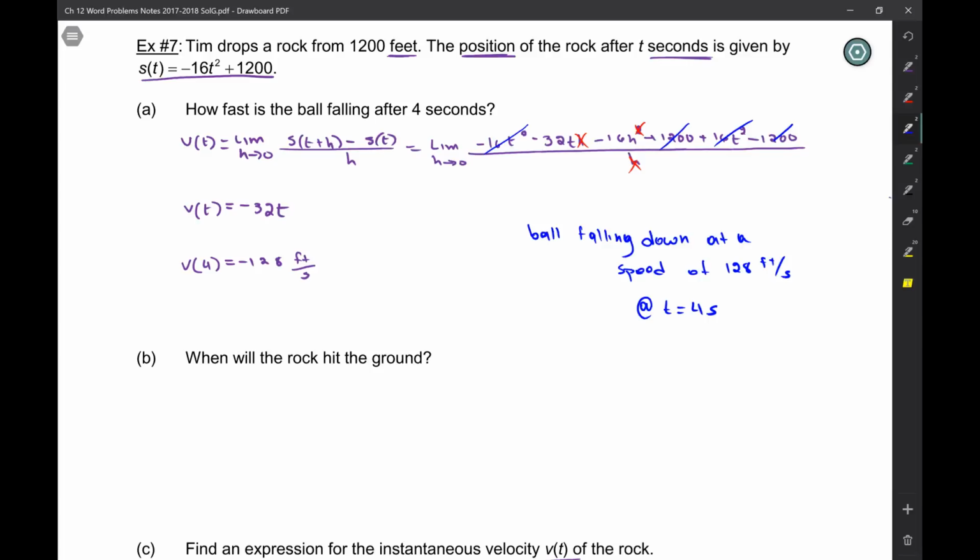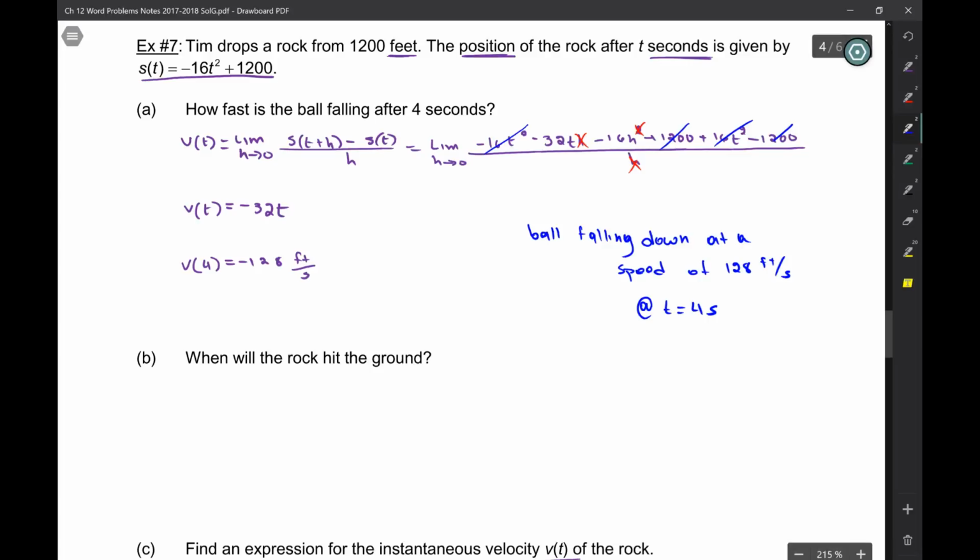Okay, when will the rock hit the ground? I don't know if we've done something like this before. What does this mean, first of all? I heard some good things here. I heard set it to 0. Now, how do we feel about the word it? We don't like the word it. So set S of t equal to 0, right? So the rock will hit the ground when S of t is equal to 0.